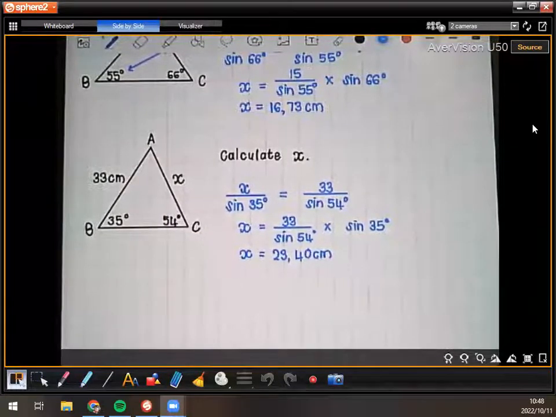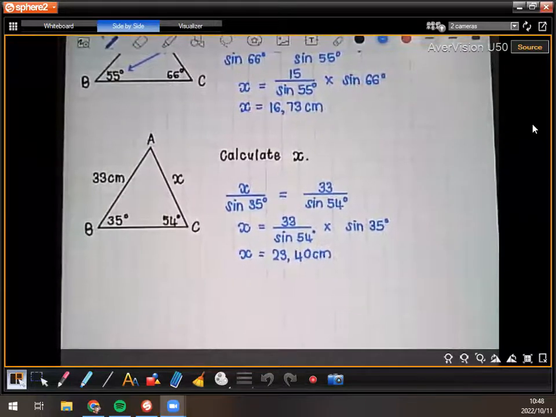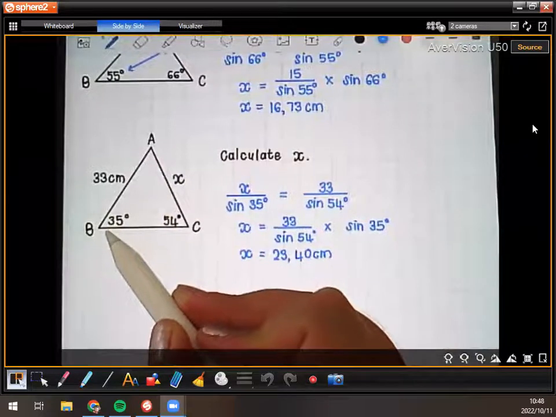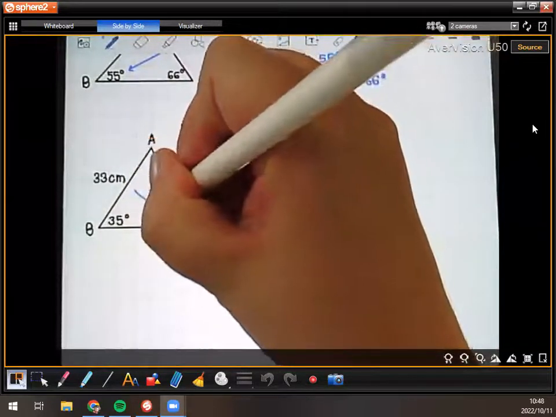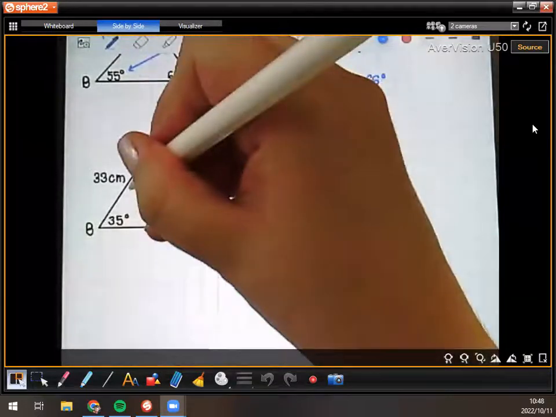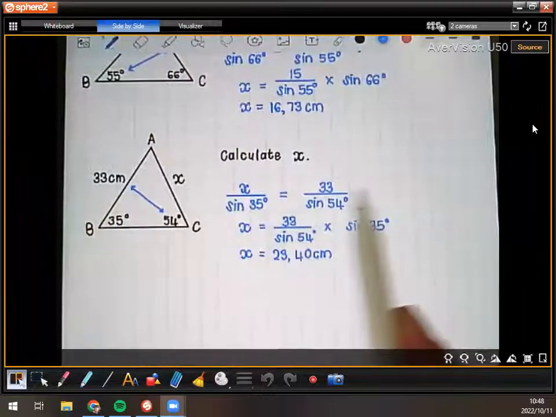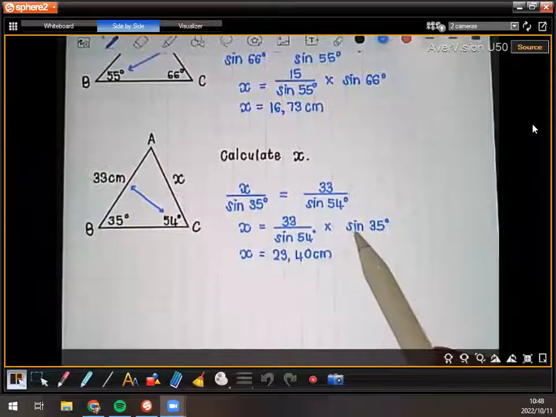I got 23.40396. So then I just rounded it to 2 decimals. Right, so you would take x over sine of the opposite angle, which is 35, is equal to, we have our other pair there of an opposite side and angle. So 33 over sine of the opposite angle, which is 54. So then you take that fraction and you just multiply by sine 25.